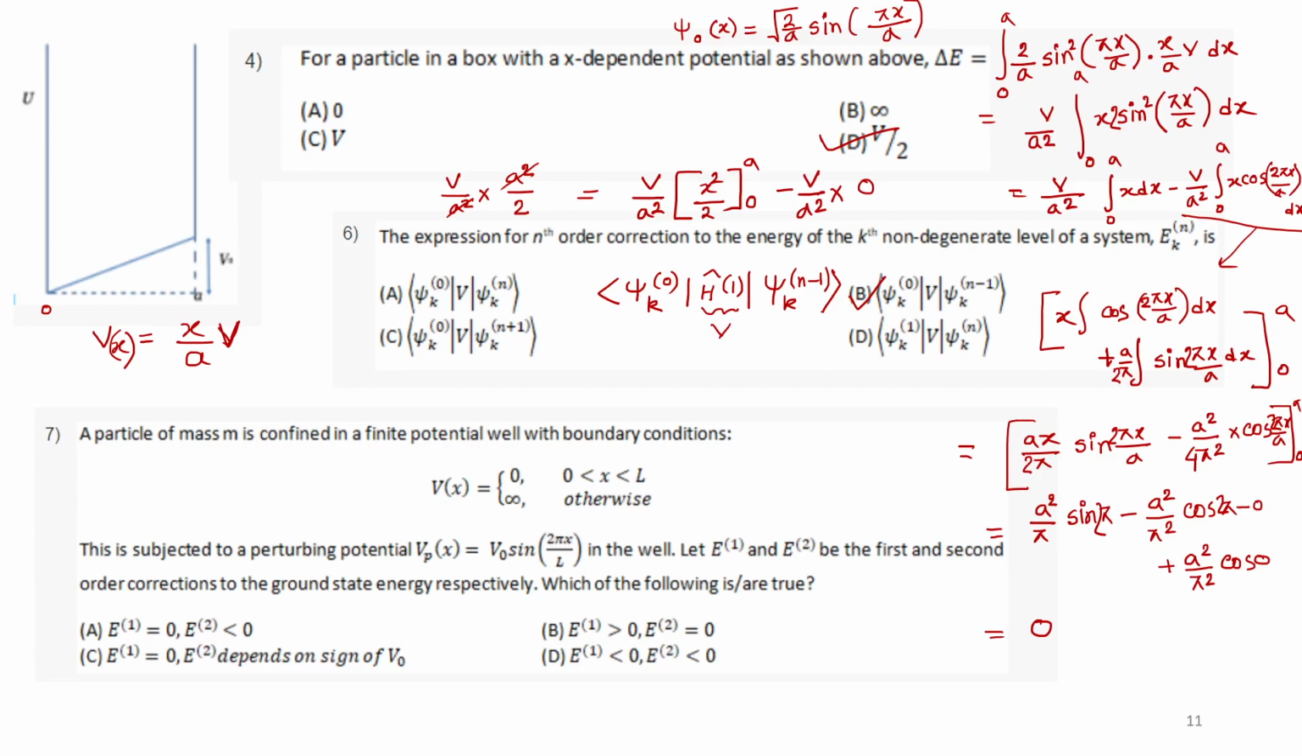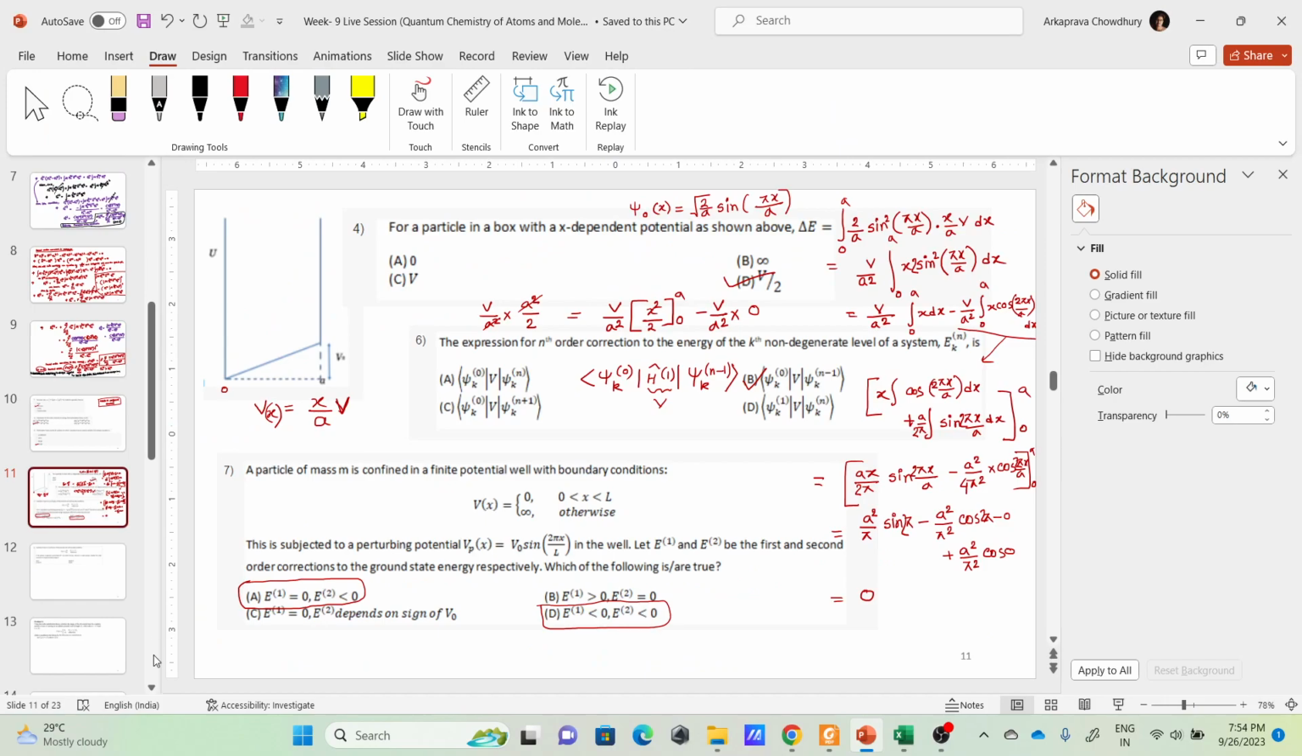Firstly, I told you that second order energy correction to the ground state is always going to be negative. Which have this option? I can say that my answer lies in either A or D, because E2 is less than 0. Now I need to find out this integration only. So I have to do this integration. So I need one blank page.